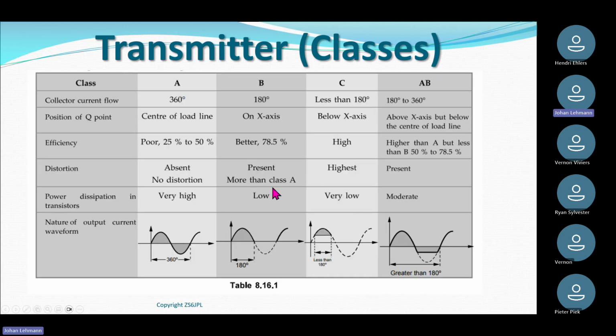So if we go back here, they say on a Class C amplifier, distortion is at its highest. Yes, it's correct. Distortion is very high. But because I'm using it for FM, it doesn't affect the quality of my FM, because the information lies in my frequency change and not in my amplitude change.